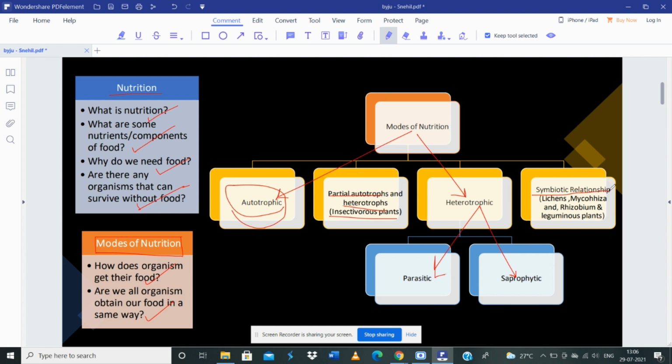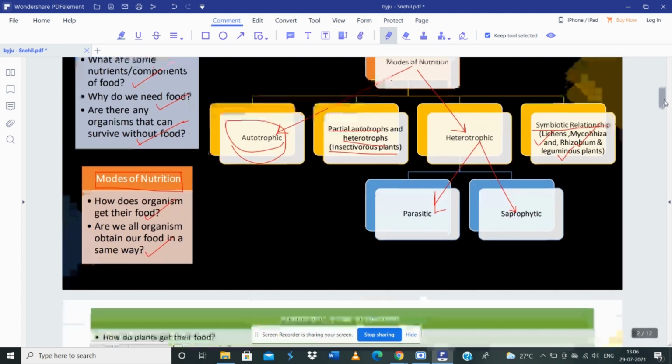Lastly, we will discuss symbiotic relationships. Symbiotic relationships are basically a kind of relationship in which two organisms live in close association. Here we will discuss a few examples which are given in your NCERT textbook. The first one is lichen, the second is mycorrhiza, and the third is rhizobium and leguminous plant.